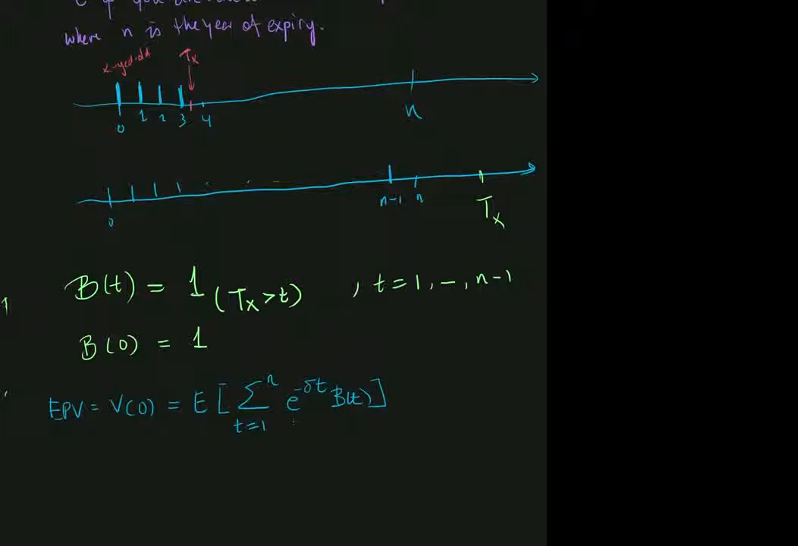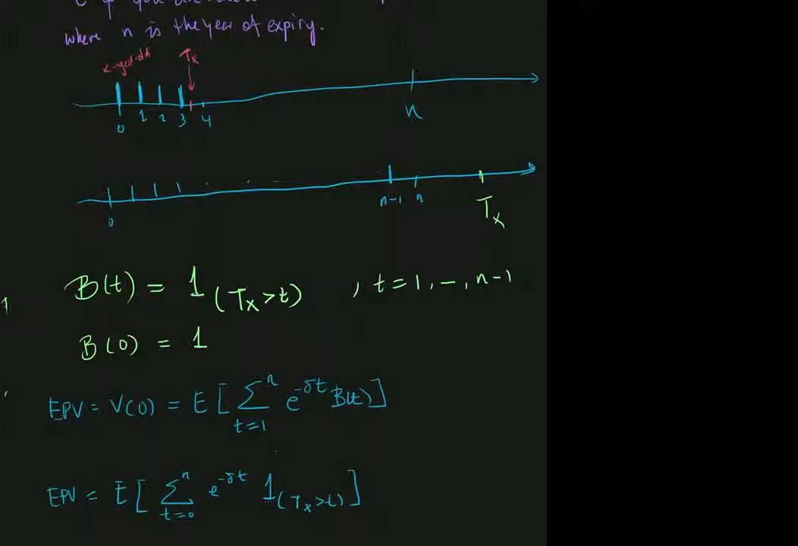However, if you look in the book, they tell you that the EPV at time 0 is equal to the expected present value of the sum from 0 to n of e to the minus delta t multiplied by this b of t, which in our case is the indicator that there is survival past time t. So then you might ask, why do we have 0 here, and why did we not have 0 before?